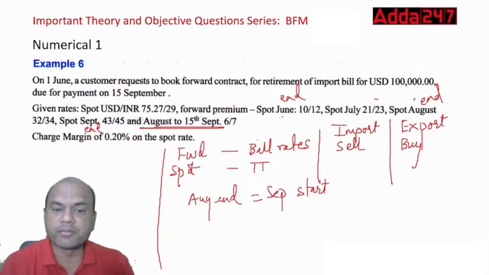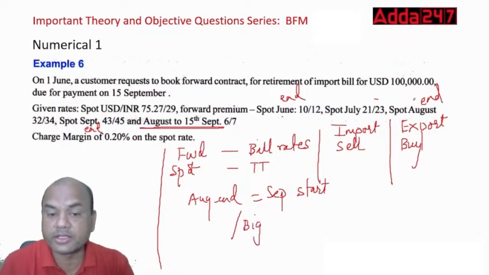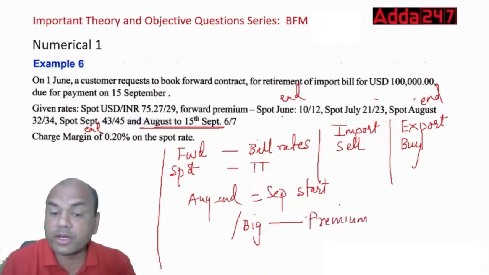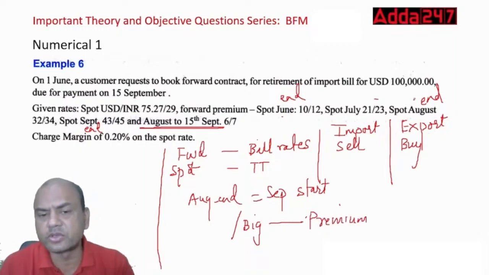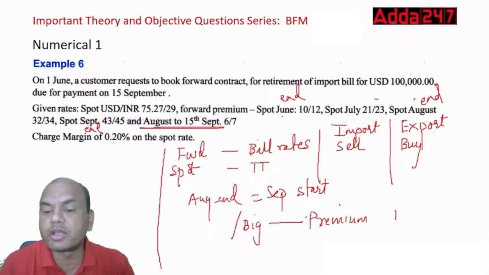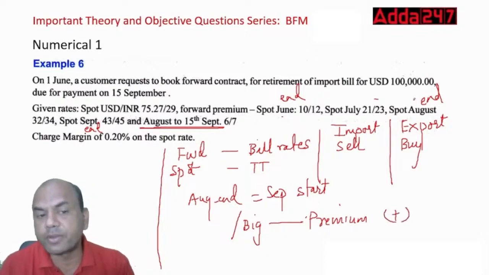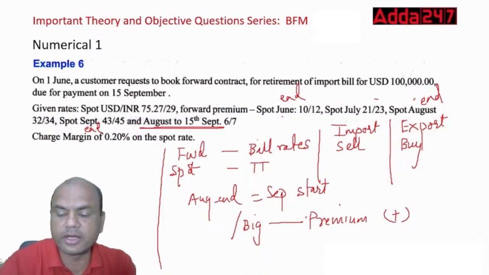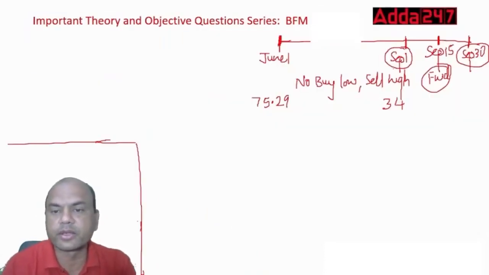It's in premium. Remember, when your right side is higher, right side is big, in forward transactions, the currency is in premium. Always remember this, premium when your right side is big. Vice versa is also true. When right side is small, it is in discount. And whenever we have premium, we'll have to add the forward points. Always add. So now it is in premium, I'll have to add it. I'll take this 34.